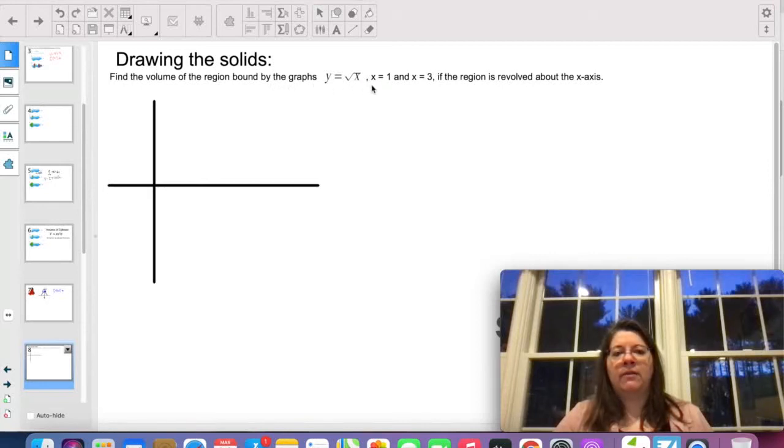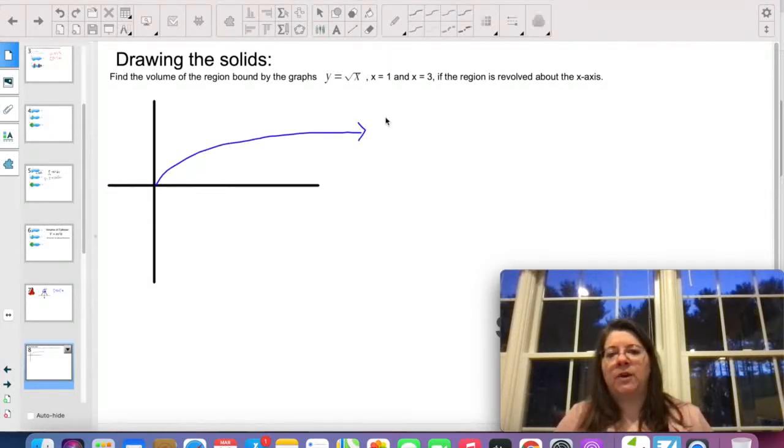So this one says find the volume of the region bounded by the graphs of y equals square root of x, x equals 1, and x equals 3 if the region is revolved about the x-axis. So the first thing I'm going to do is draw this. Now we know that the function y equals square root of x, we know what that shape would be. It would look something like this. So we know that a basic square root function looks something like this.